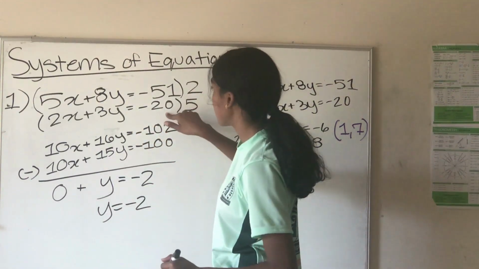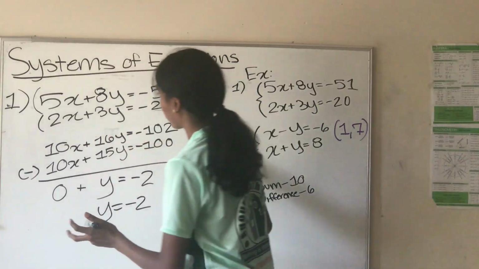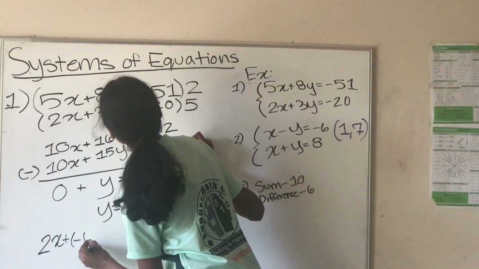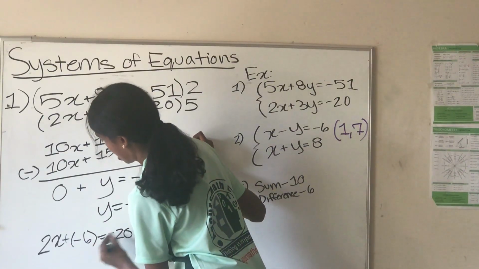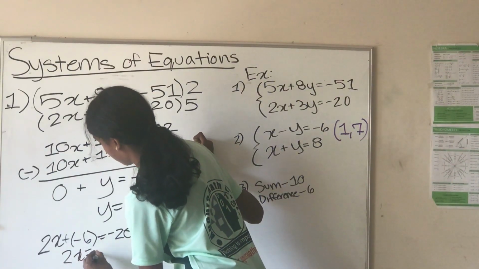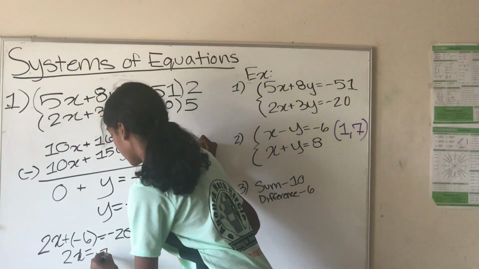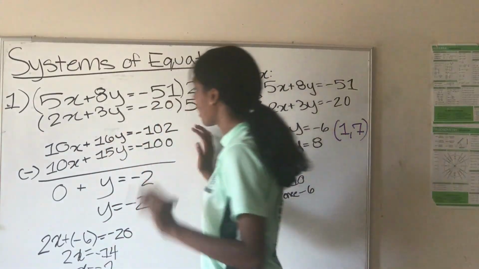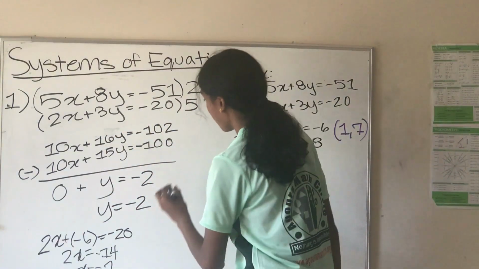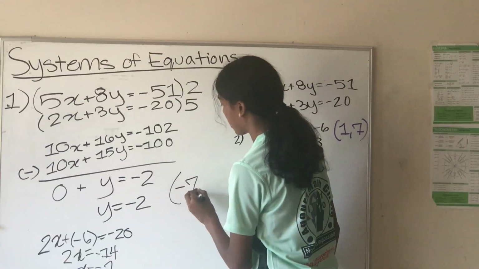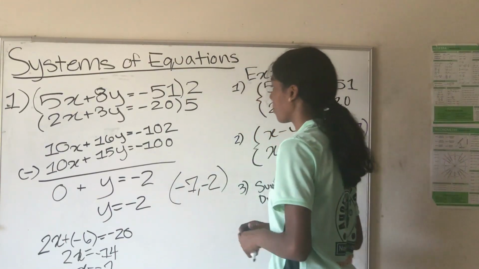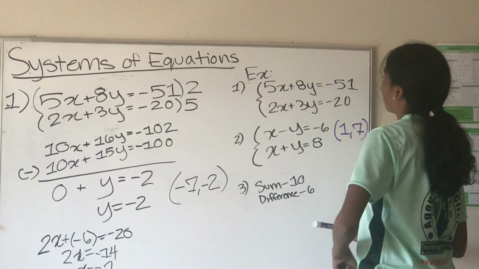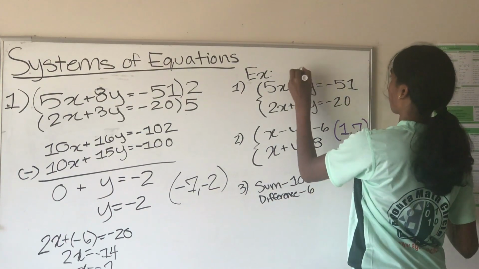Let's plug it back into this second one because it has much smaller numbers. 2x plus negative 6 is equal to negative 20. 2x is equal to negative 14. x is equal to negative 7. Plugging it back in, it will work. So we get our answer negative 7 comma negative 2. So let's write that down.